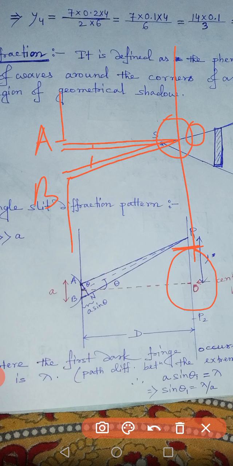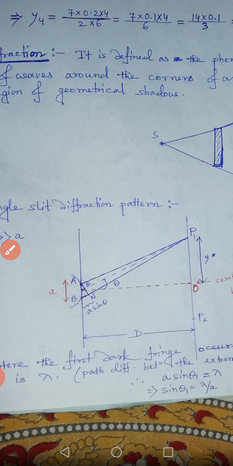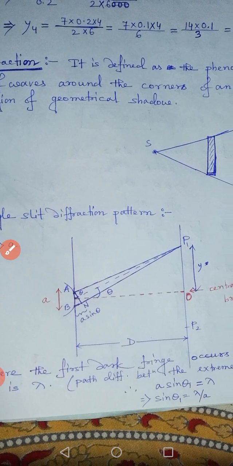After crossing this region means where the first dark is formed. As soon as the first dark is formed anywhere on the screen, then only the central bright will end. That is the end point of the central bright. Anyways, we will discuss it. So I think this much is clear, how central bright is formed here.